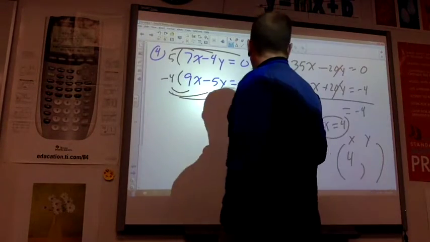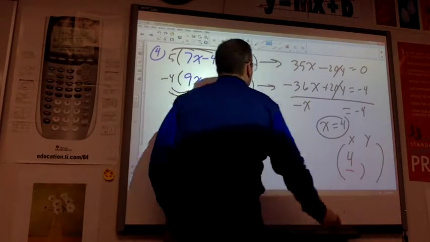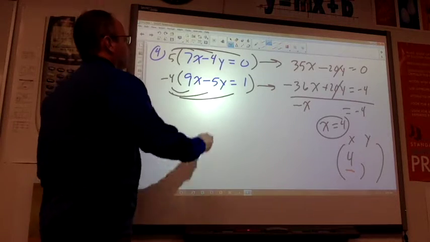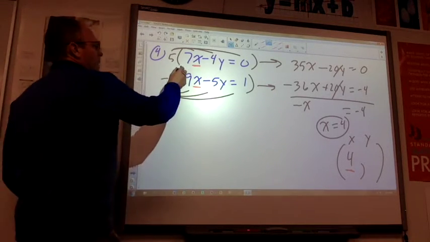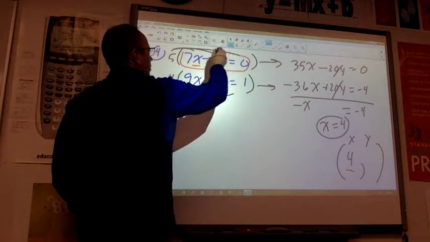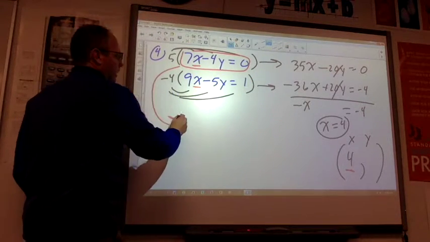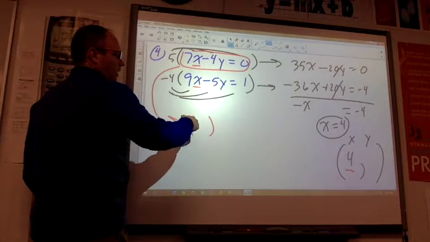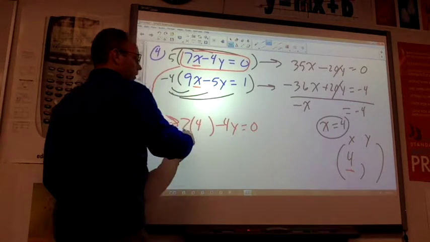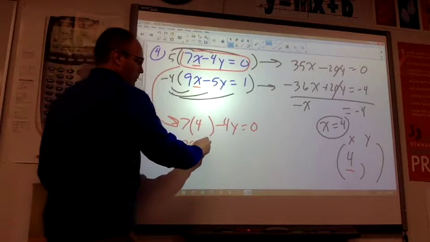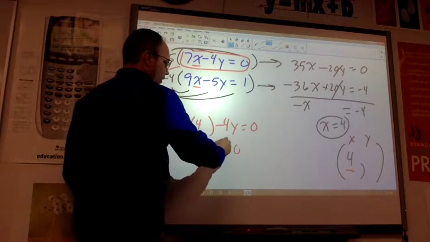So I have an x value I just found to be 4. Now we have to plug it in someplace, either here or here. Doesn't really matter. This top one might be a little bit better to plug it into. So I get 7. There was an x there. I'm going to now put a 4 there. Minus 4y equals 0. That's 28 minus 4y equals 0.